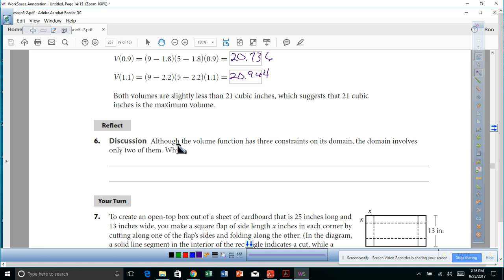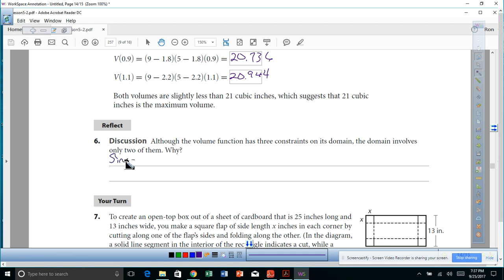6. Although the volume function has 3 constraints on its domain, the domain involves only 2 of them. Why? All 3 inequalities must be satisfied simultaneously. Any x value that satisfies x is less than 2.5 also satisfies x is less than 4.5. So the constraint x is less than 4.5 has no impact on the domain.